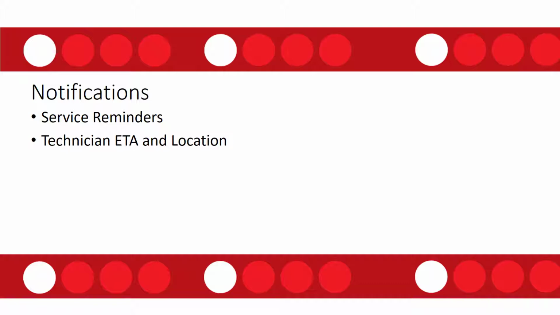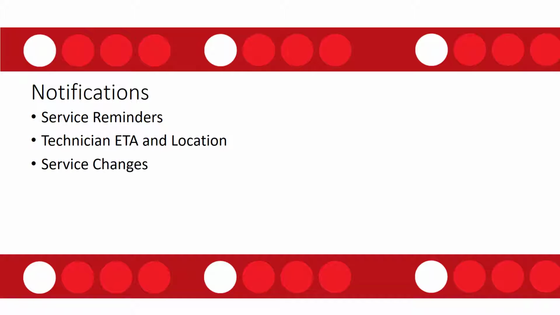Then we also have a technician ETA and their location. This notification is going to be triggered when the technician changes the booking status to traveling. And there's also going to be a link in that notification that's going to show a map with the technician's current location near real time and their ETA. So they're going to be able to follow where the technician is on that map.